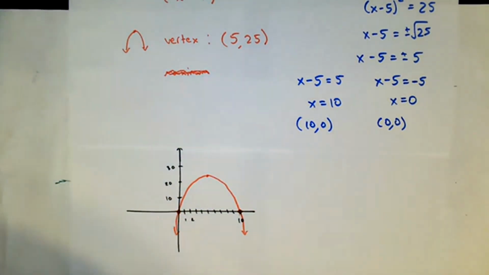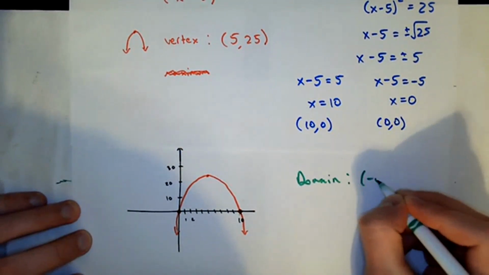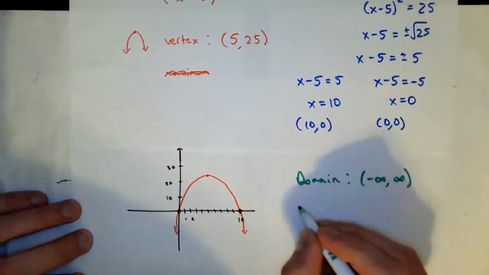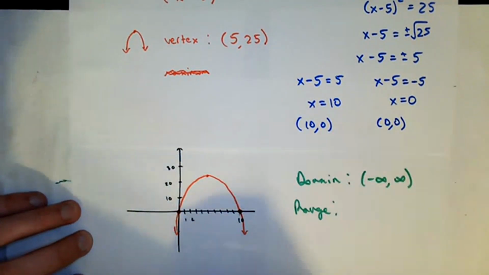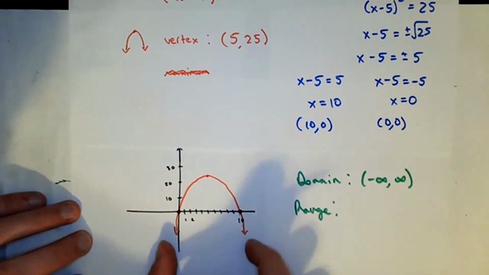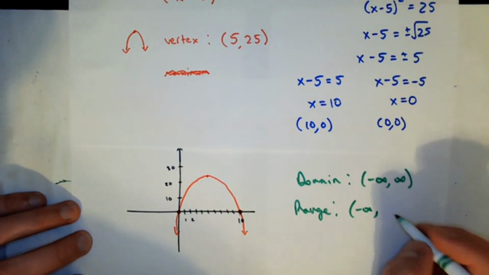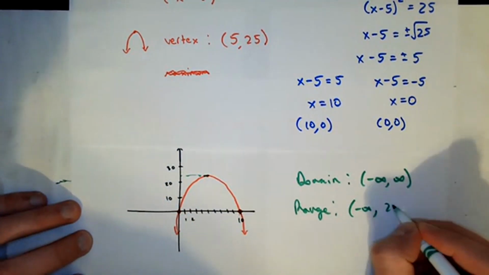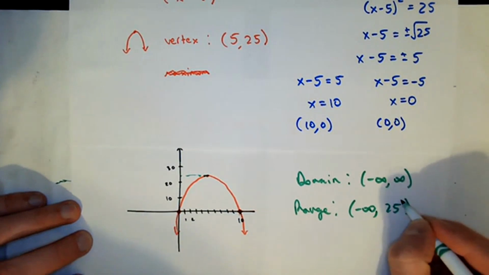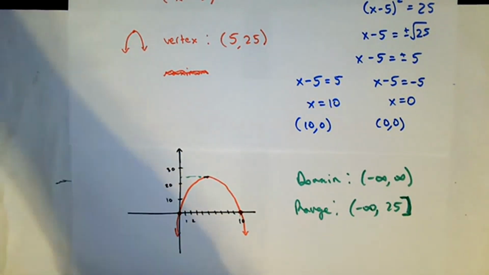Okay, and then they ask for the domain and range, right? Domain, always, for these functions at least, is negative infinity to infinity. And my y values that are allowed, well, I have no bound going downwards, right? So I have negative infinity up to what's the highest y value? The highest y value is 25. So that's negative infinity with a square bracket. There we go. All the way up to 25.